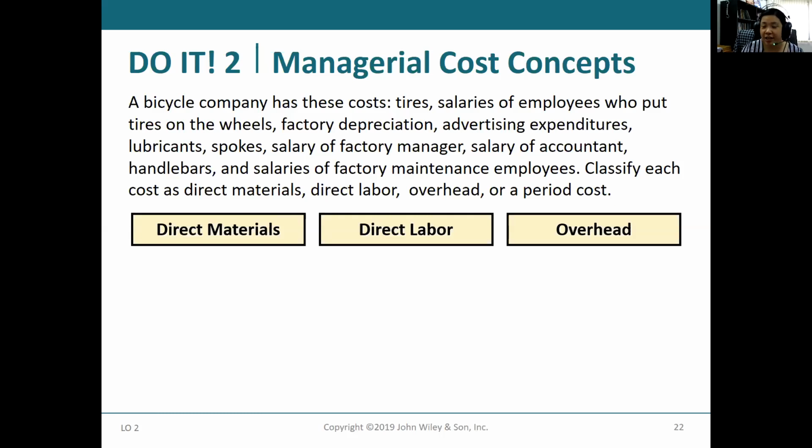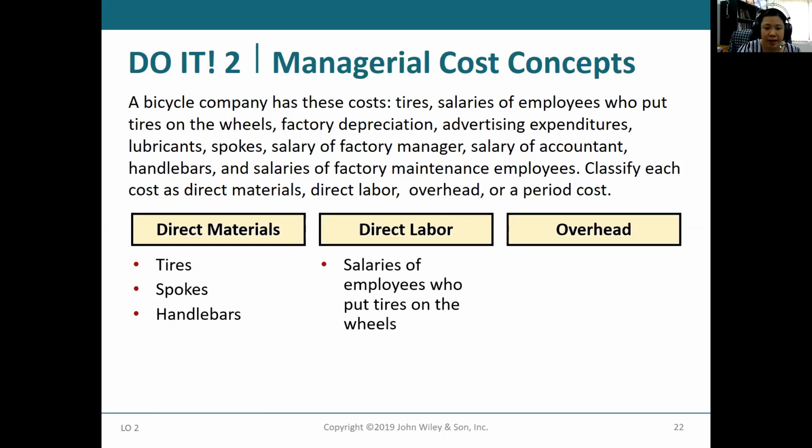Okay. Now let's look at each one of them. First of all, the cost of the tires. So the cost of the tire should be under direct materials, right? Because it's the material that we put in the bike. Salary of employees who put the tires on the wheels. So this should be under direct labor. Okay, direct labor. And then we have the spokes and handlebars. These costs should be under direct materials.